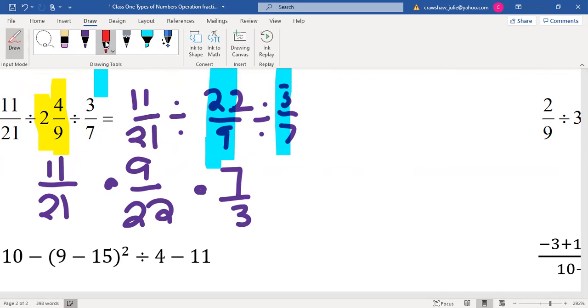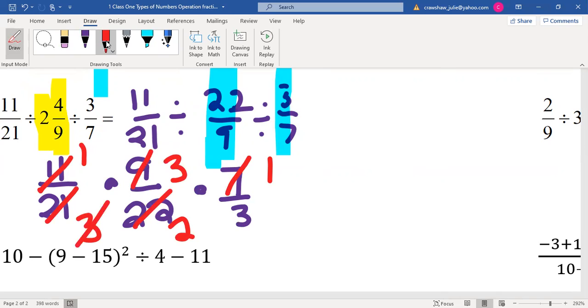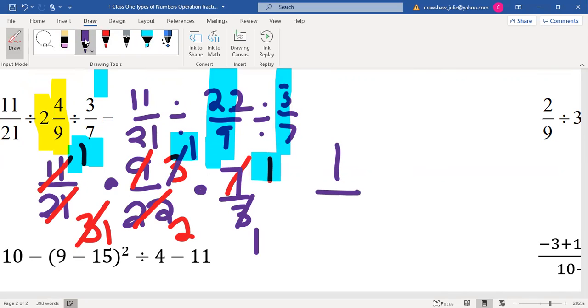Now that I've got it into fraction form being multiplied, I can reduce as much as I possibly can. 11 goes into 11 one time. 11 goes into 22 two times. 7 goes into 7 one time. 7 goes into 21 3 times. 3 goes into 9 3 times. 3 goes into 3 one time. But look, I have another 3. I can say this 3 and this 3 simply cancel. So now I've got a 1 times 1 times 1 on top. And on the bottom, I've got a 1 times 2 times 1.